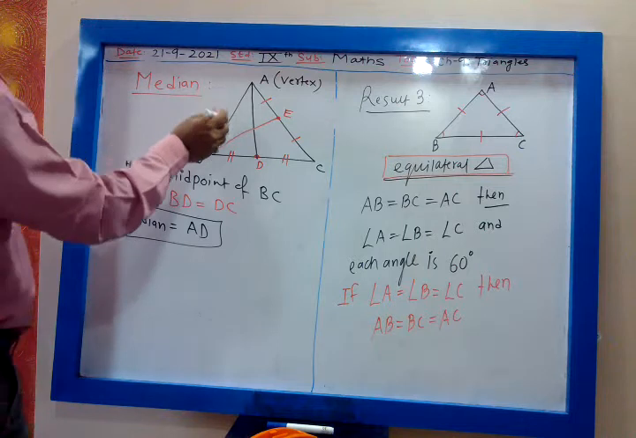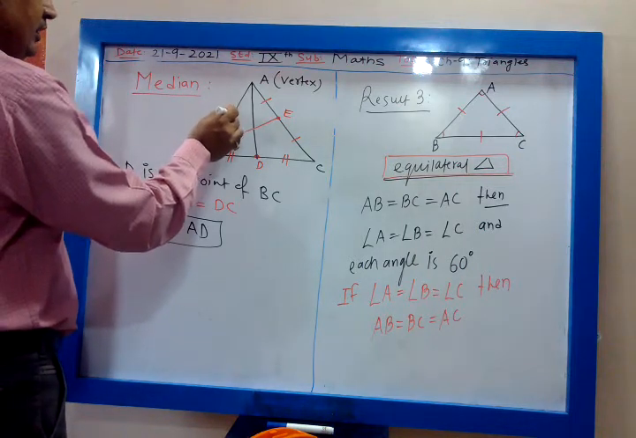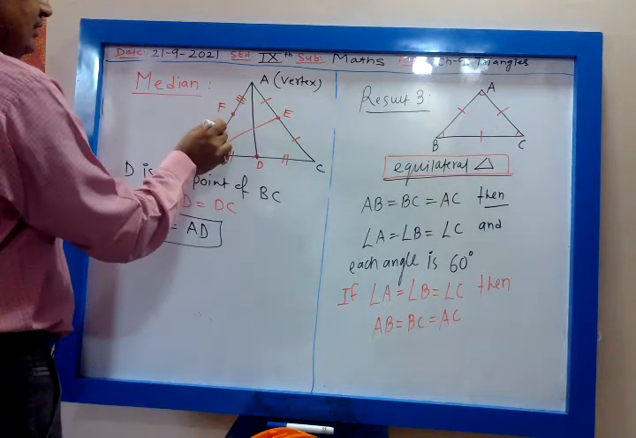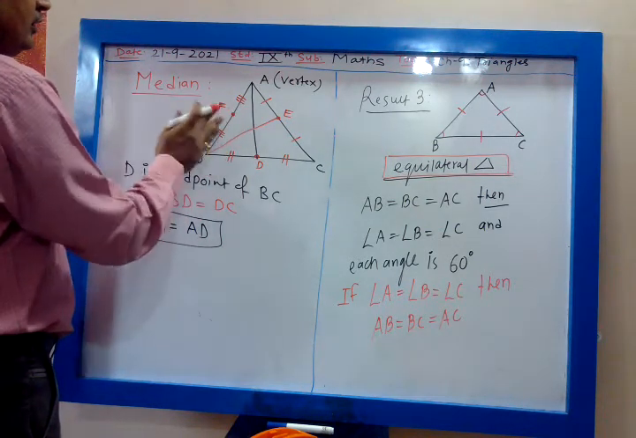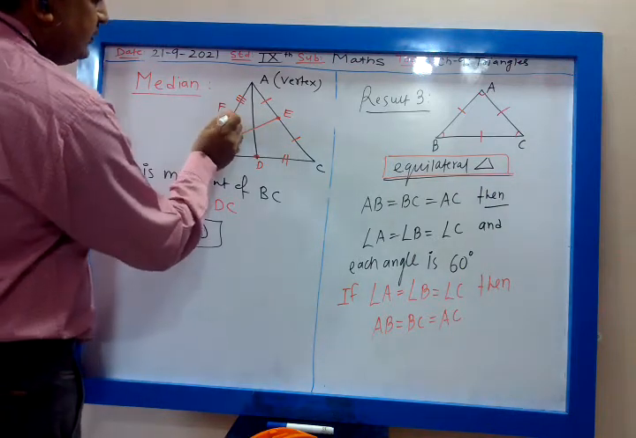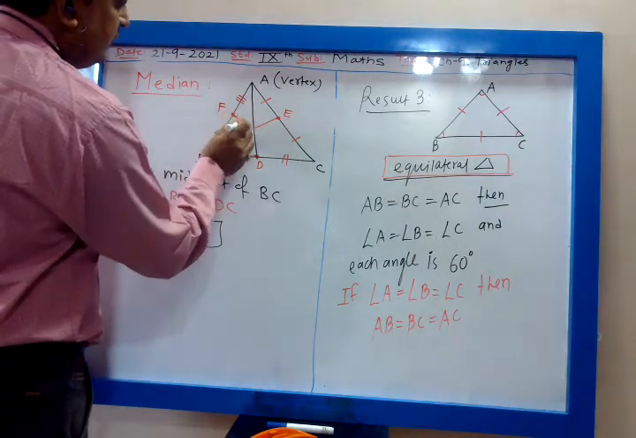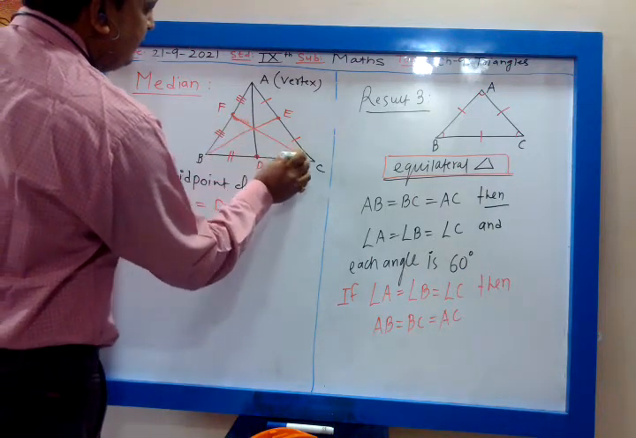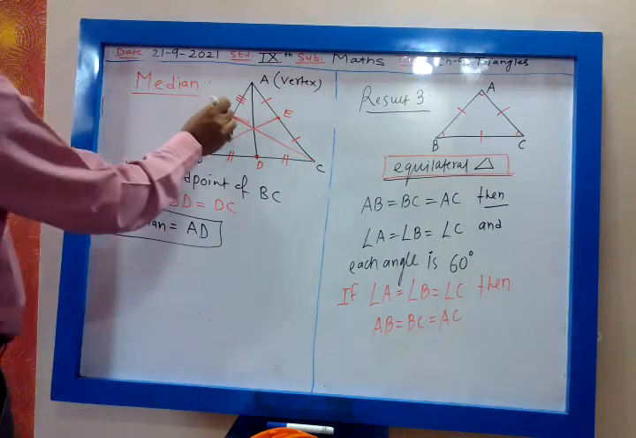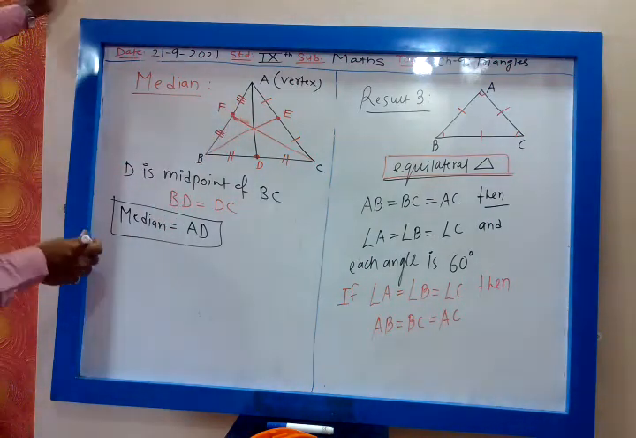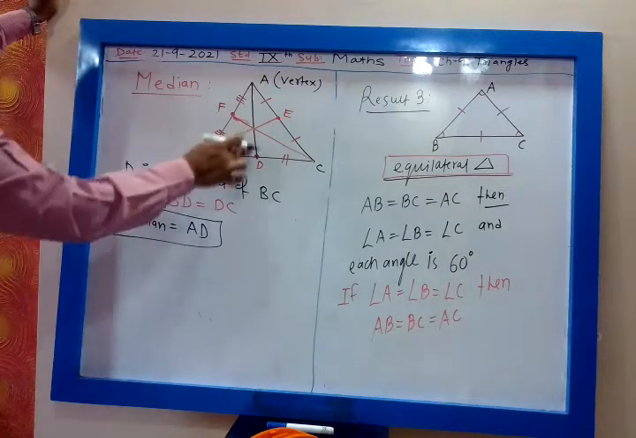Similarly, F is the midpoint of AB, which means AF is equal to BF. What is the opposite vertex? Sorry, ABC. So when you join CF, you will get another median. Yes. So AD is the median of BC.